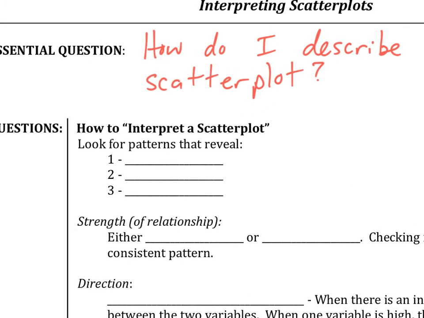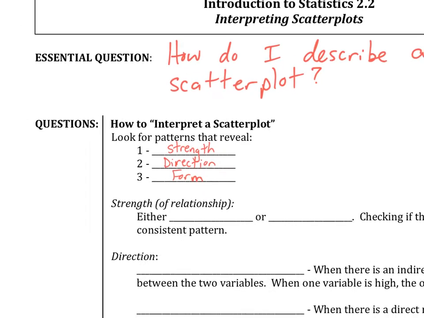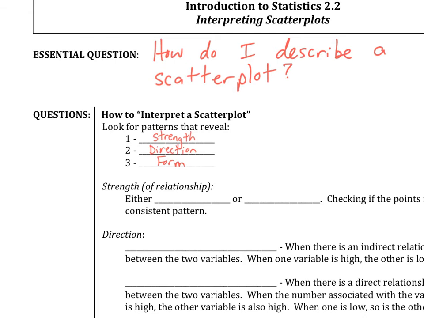You look for patterns that reveal strength, direction, and form. And we're going to talk about what each of those mean as we go forward. So how strong is it? What direction is it going? And what's the form of the scatter plot?